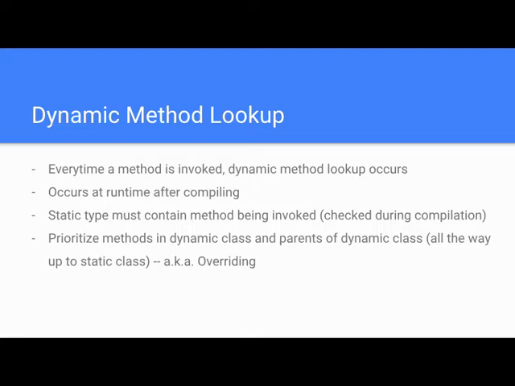Okay, so moving on. Again, that is what happens during compile time. We check to see if the static class has this method that can take in these arguments. After that, during runtime, we're going to be doing dynamic method lookup. And basically what this is that we prioritize methods of the same name that take in the same type of arguments in the dynamic class and also in parents of that dynamic class all the way up to the static class. This is also known as overriding, right?